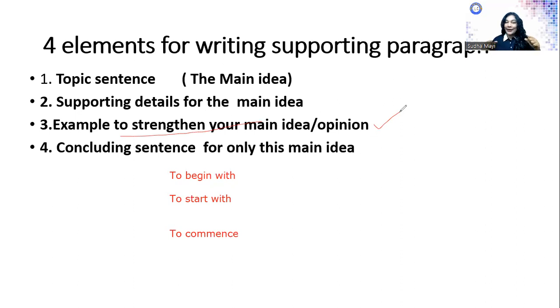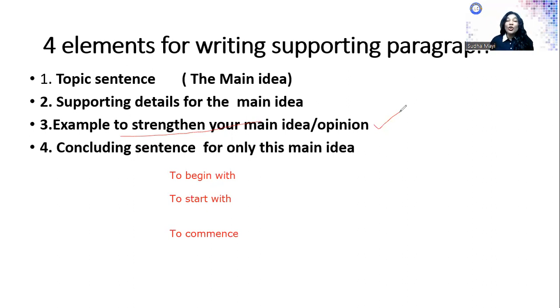So therefore, by hook or by crook, you're making a point loud and clear to the examiner who is reading, and who is deciding whether you have justified all the criteria. Have you justified the task achievement? Have you justified the coherence aspect? Coherence is nothing but the logical flow. Basically, if you follow these four elements for writing a supporting paragraph, you are trying to exhibit your skill over coherence. Coherence and cohesion, these two are very important.